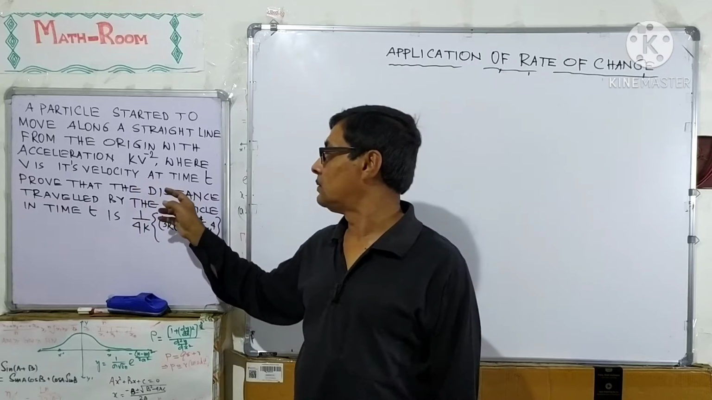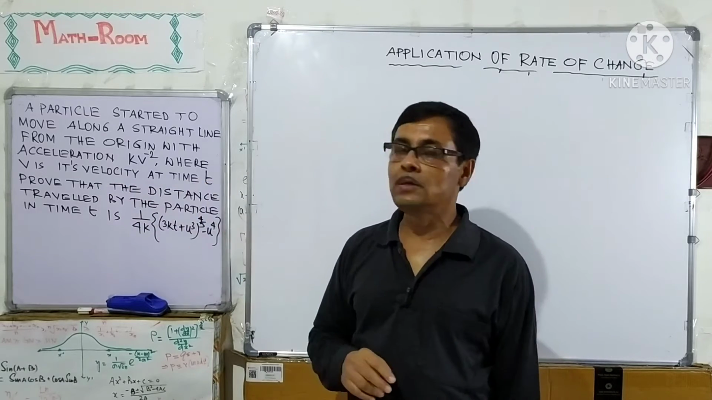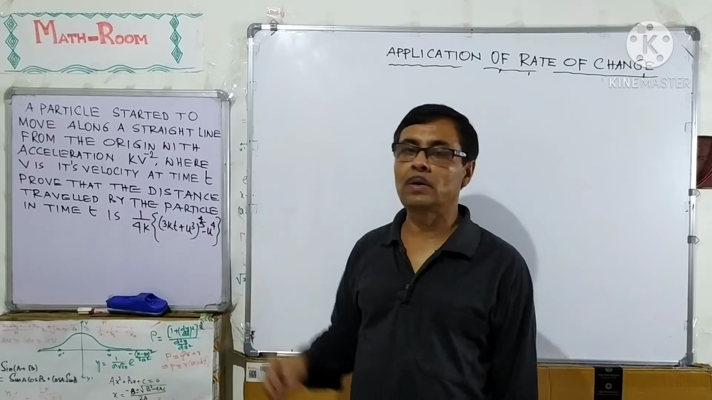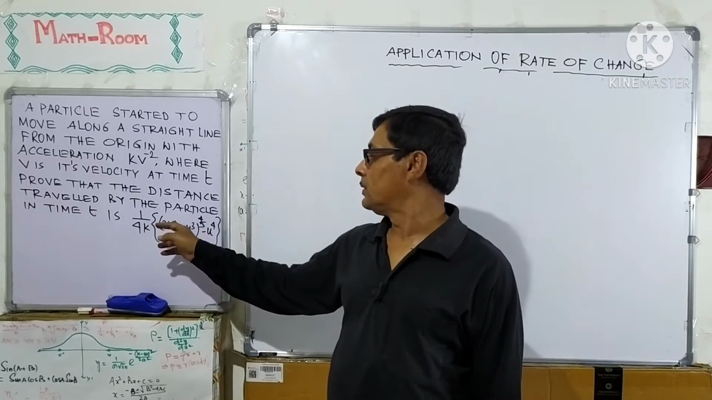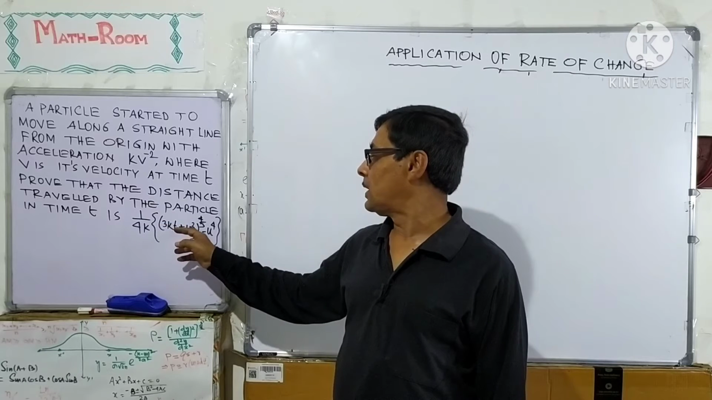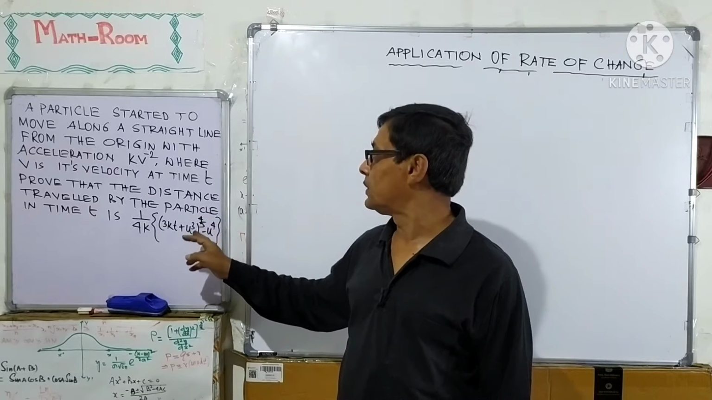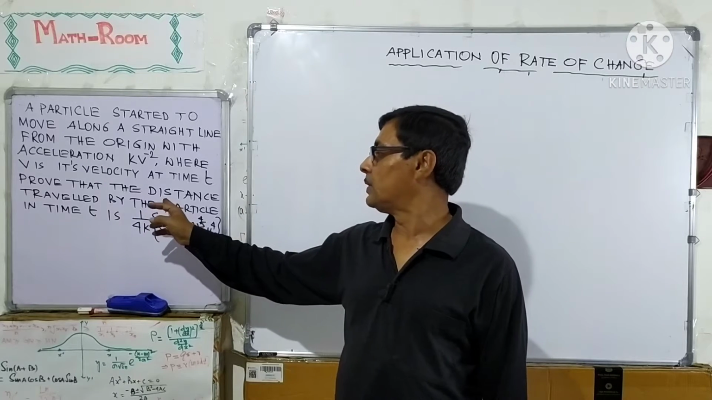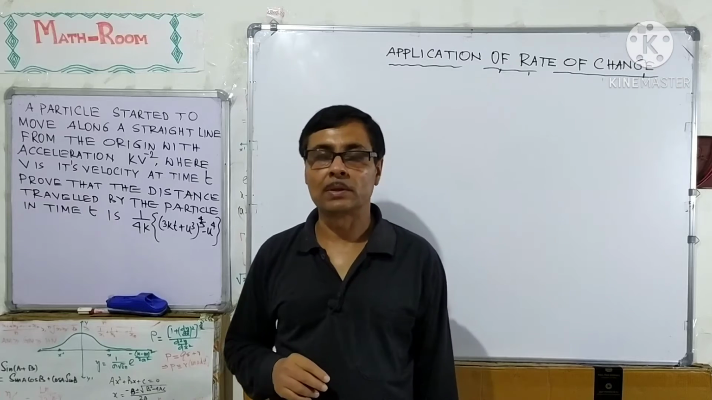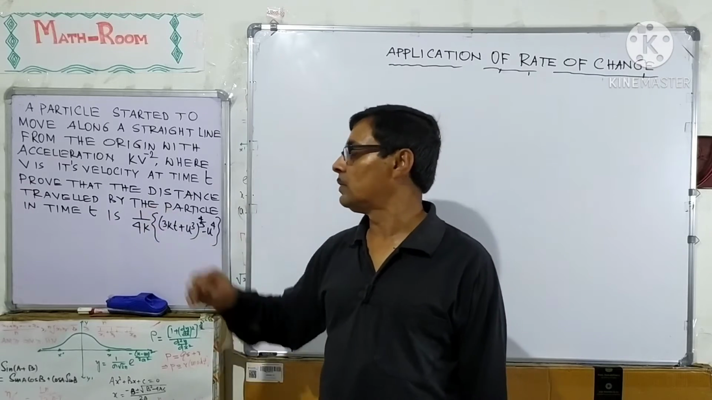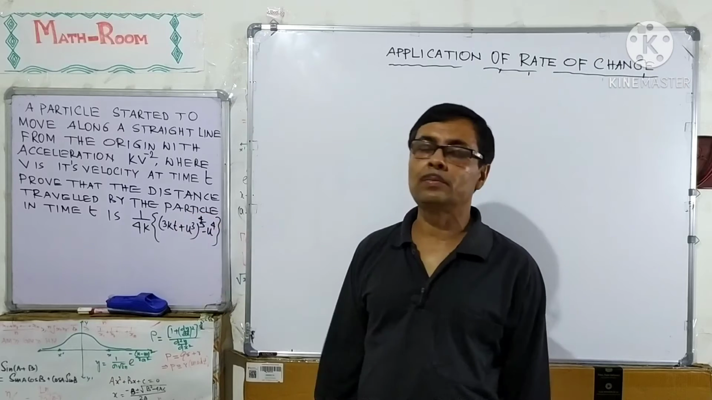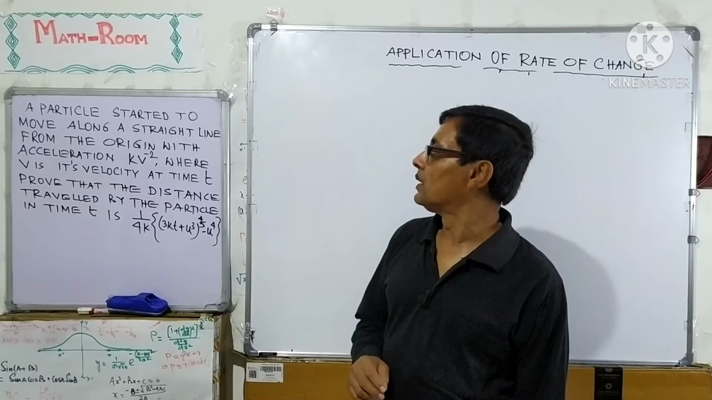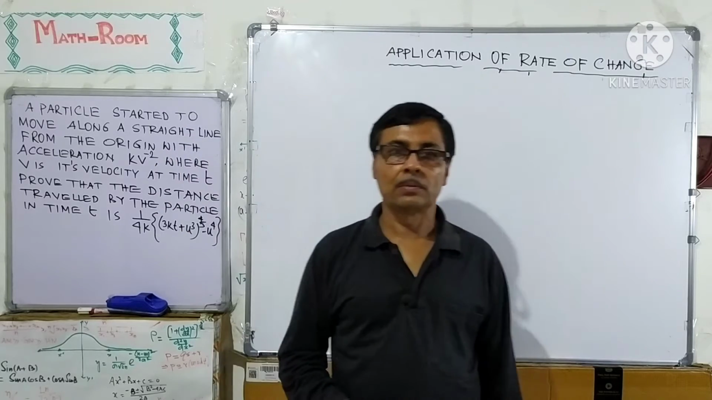We have to prove that the distance travelled by the particle in time t is 1 over 4k into (3kt plus u cube) to the power 4 over 3 minus u to the power 4. This is the problem. Now, let us begin.